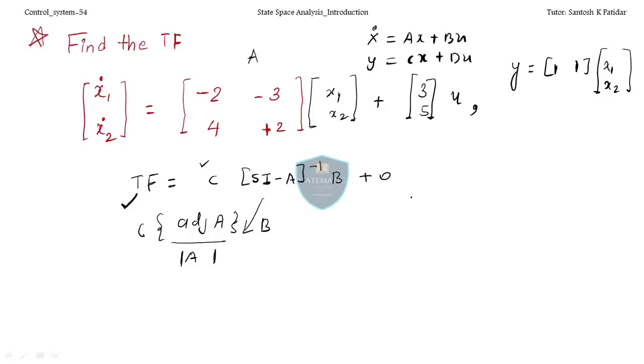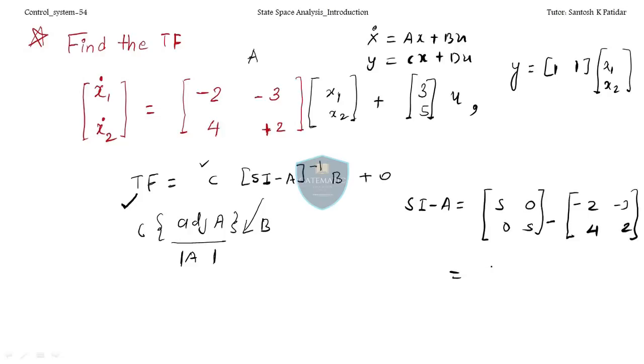So let's construct sI minus A first. sI means s, 0, 0, s, minus A. A is minus 2, minus 3, 4, 2.